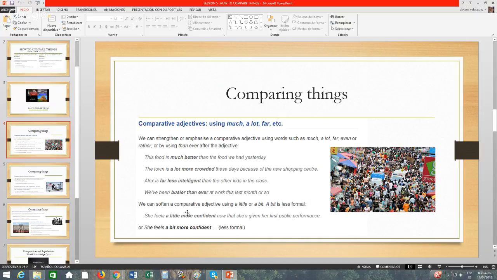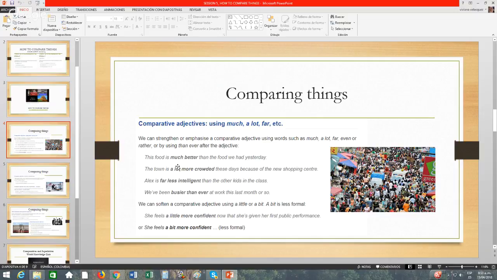Okay. And similar, want to make the comparison, but the opposite. So you say a little or a bit. For example, she feels a little more confident. Ella se siente un poco más confiada, right? A little more. Or she feels a bit more confident, which says ella se siente un poco más confiada, right? Yeah. So we got different possible complements for comparative forms in that case, right?